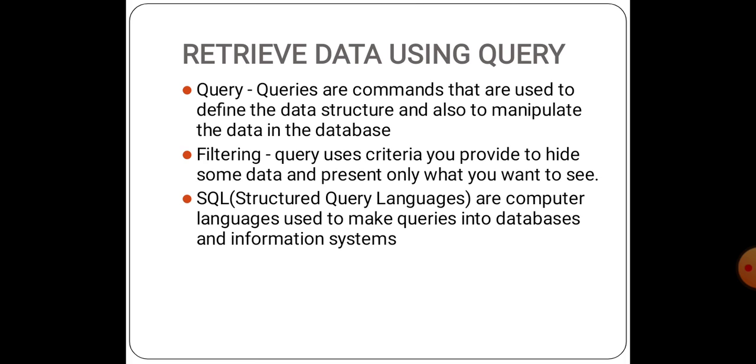The next thing is filtering. Filtering is a process in which we use a query to hide some data and present only what you want to see. For example, in a table, if you want to filter the students who secured more than 90 marks, we will be applying some criteria or procedures to filter those data. That is called filtering.